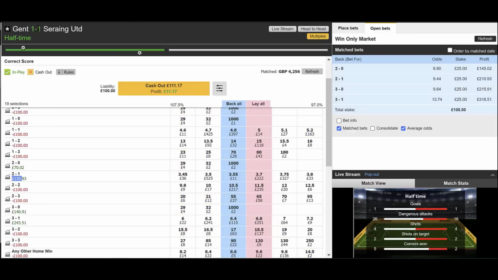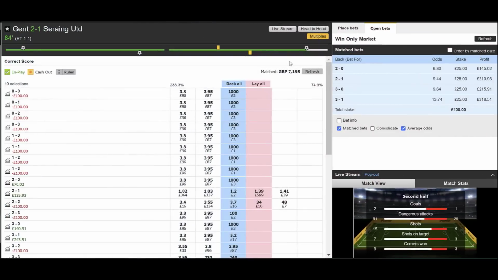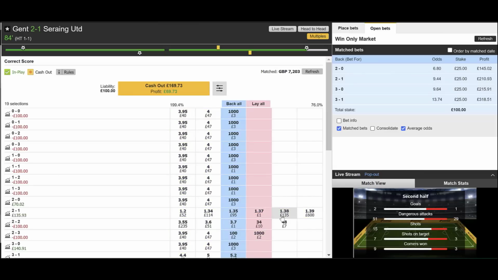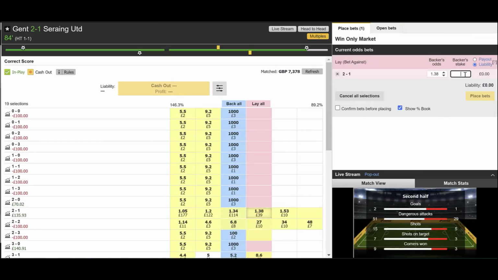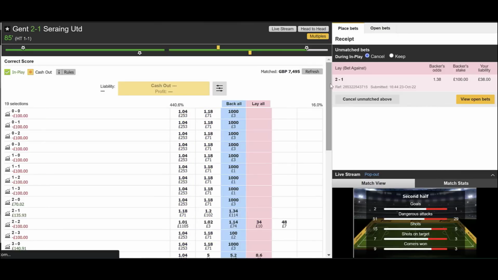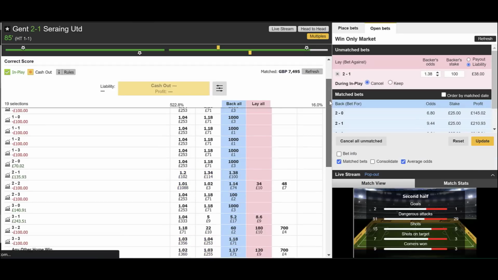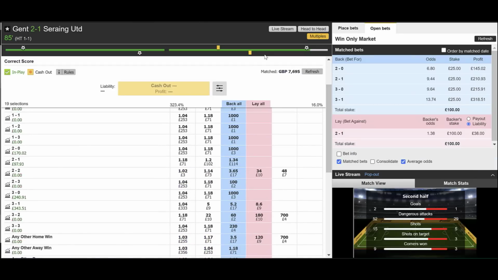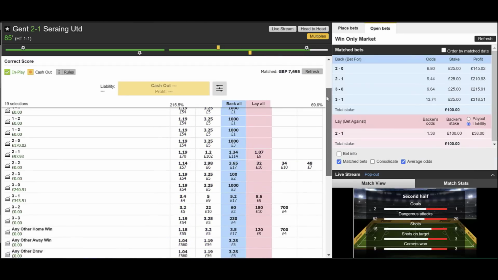It's 1-1 at the moment. Ghent 1, Sereng United 1. 84 minutes on the clock, and plan B has kicked in. Ghent have just taken the lead here. So we're on that 2-1 target scoreline, and now look, the first thing we should do is try and just take any further risk out of this trade, because if it goes to 2-2 from this point, then that's going to be very, very frustrating. So let's get that lay in the market, and obviously we just want to make sure that is totally done and that's totally out.